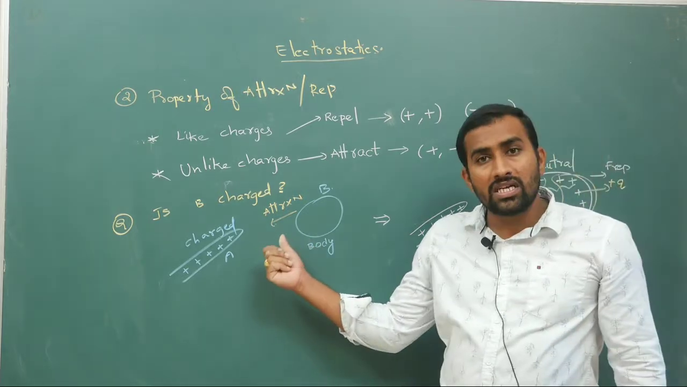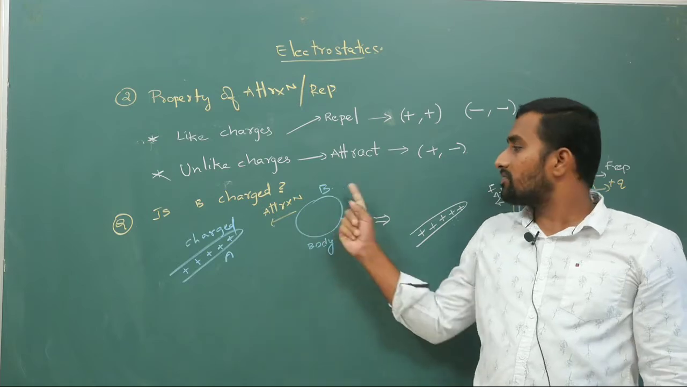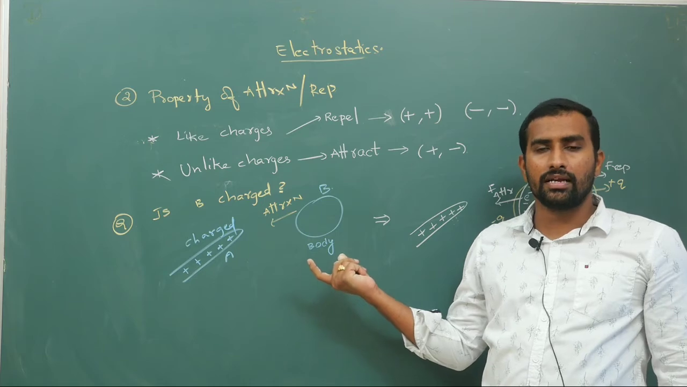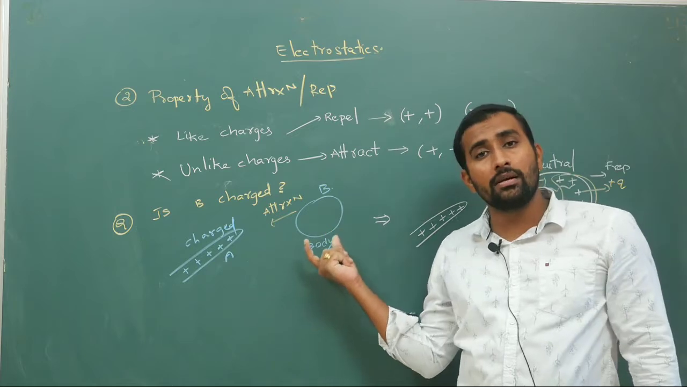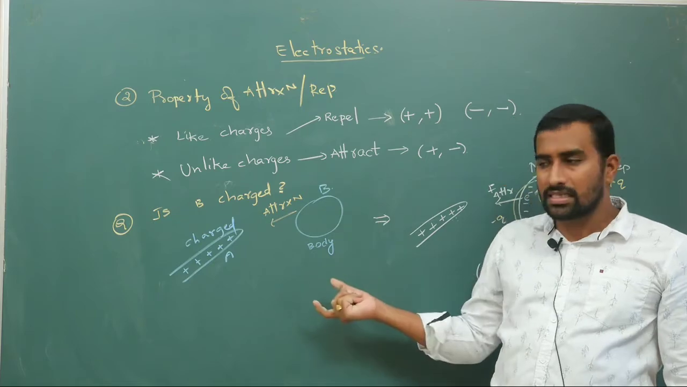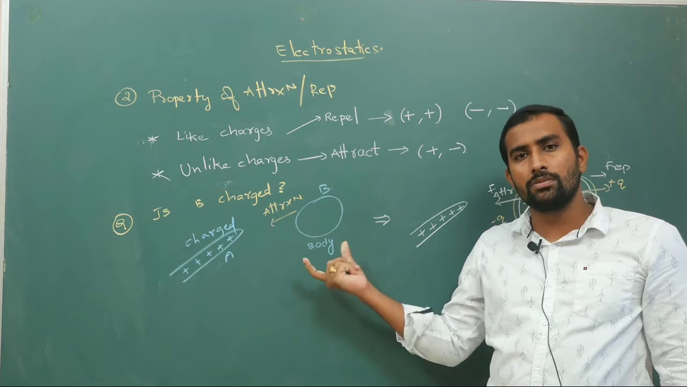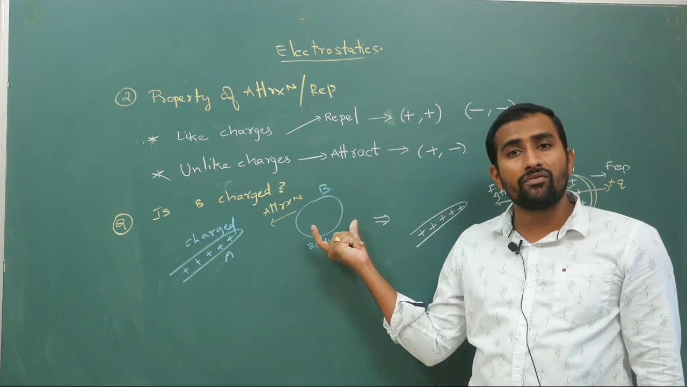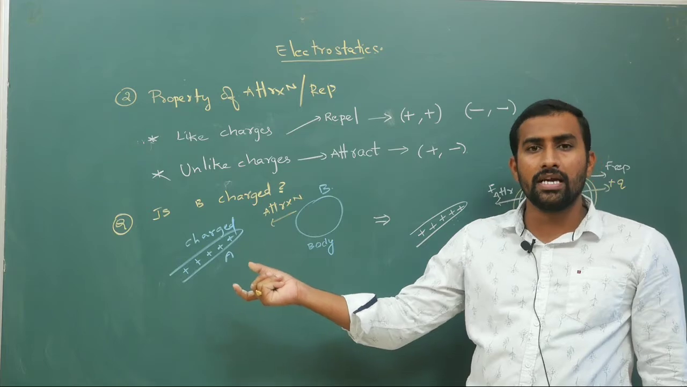So if this body is getting attracted, two possibilities are there. One, which is obvious, is that this body is negatively charged, and there is attraction because unlike charges attract each other. The other possibility is that this body can be neutral also. If you have a charged body attracting some other body, that doesn't mean this body is negatively charged. There is the possibility that this body could even be neutral. So neutral bodies also will get attracted by charged bodies.